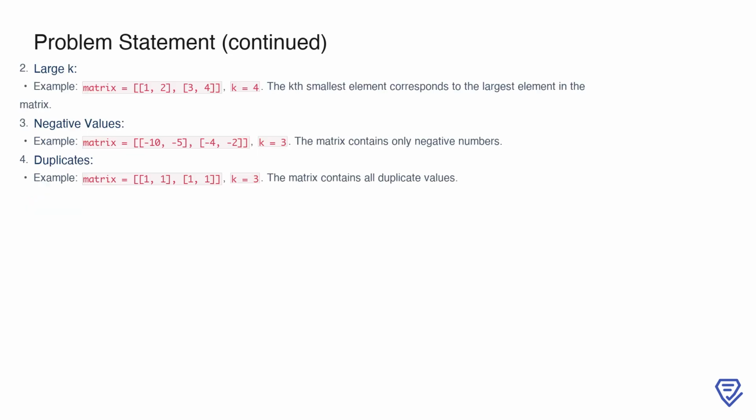Now, let's discuss some edge cases to consider. For a very small matrix, such as [1], with k equal to 1, the answer is straightforward because there's only one element. For larger k values, like in a 2x2 matrix where k equals 4, the kth smallest element corresponds to the largest element in the matrix. If the matrix contains negative numbers, such as -10, -5, -4, -2, with k equal to 3, the sorting process still works as expected, and the result is -4. Finally, if the matrix contains duplicate values, such as 1, 1, 1, 1, with k equal to 3, the duplicates are included in the sorting, and the kth smallest element can be one of those repeated values. These edge cases demonstrate the importance of handling different types of input while ensuring the solution remains efficient and correct.